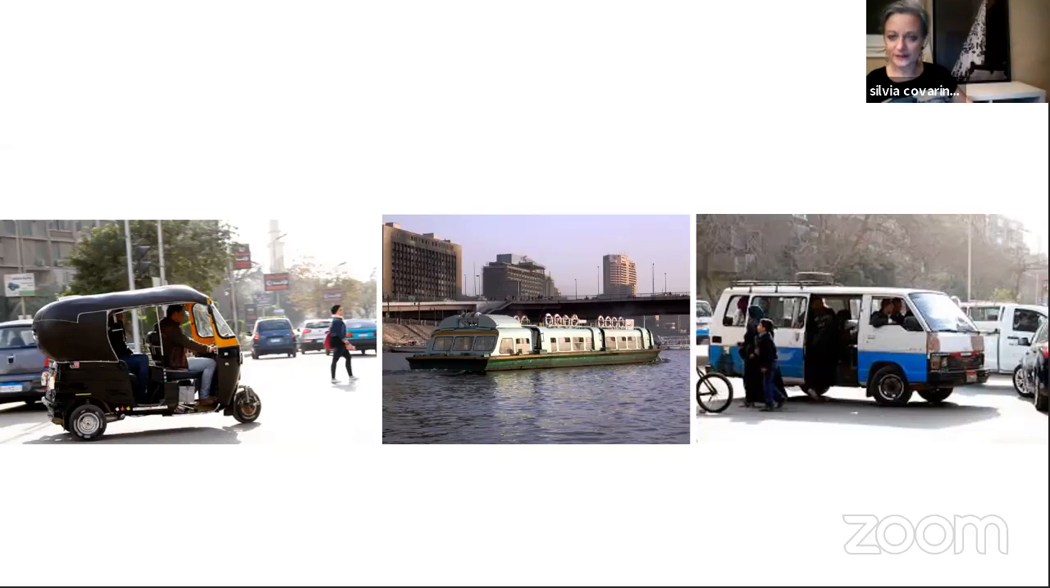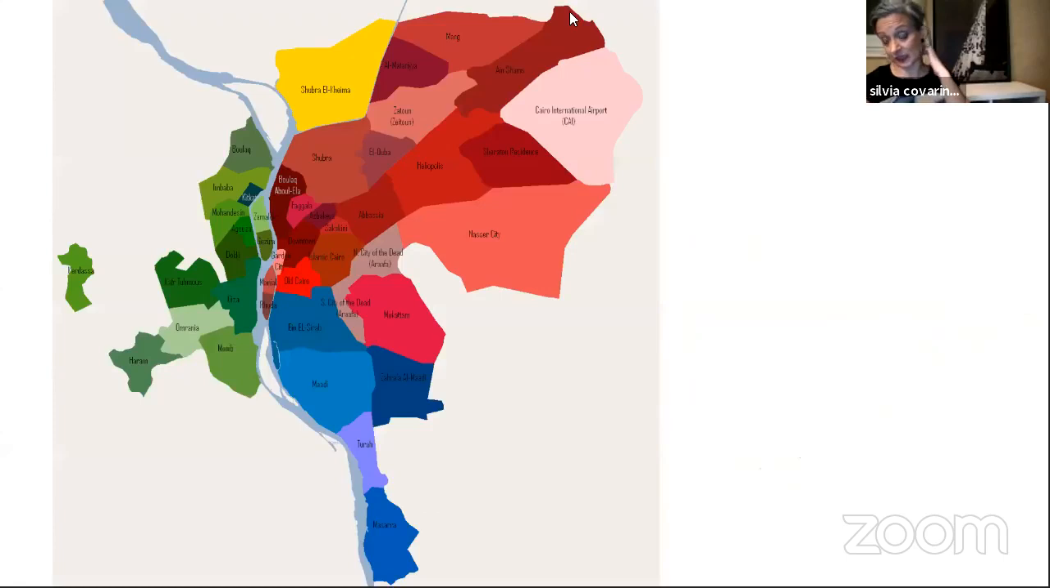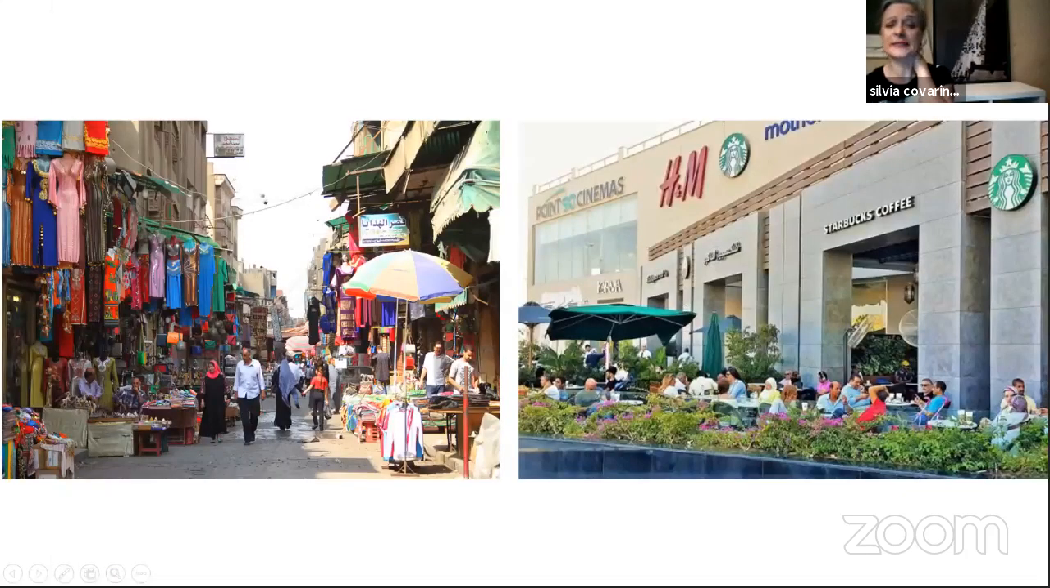The urban pattern, let's go through this element, the composition, the urban pattern. Our city has different districts, as I mentioned through the previous lecture, which are structured by different urban patterns, giving each area a distinctive character. And when we are discussing Cairo, through the color, you can easily recognize a different area, a different zone. Okay, each zone has a different environment and color and material and element.